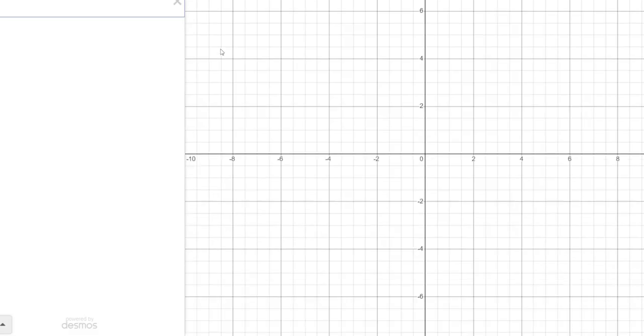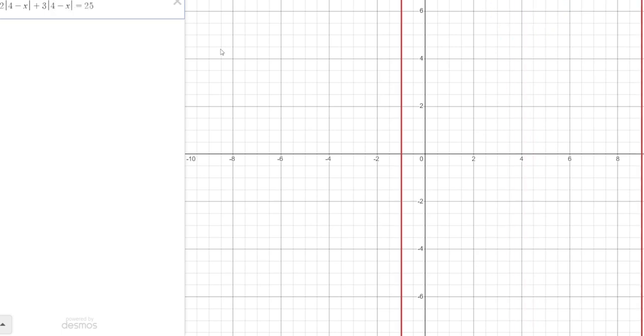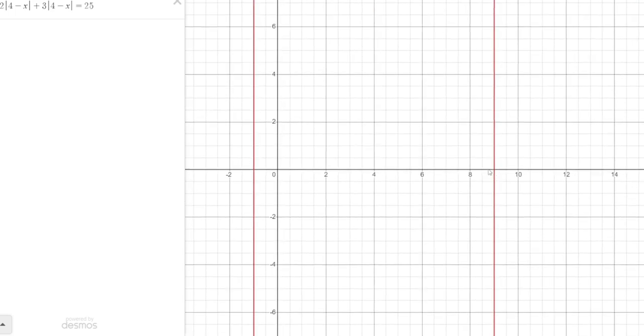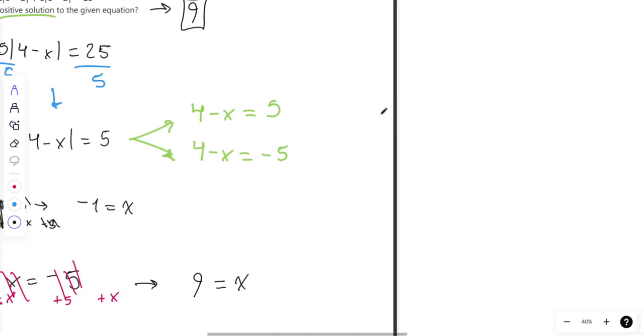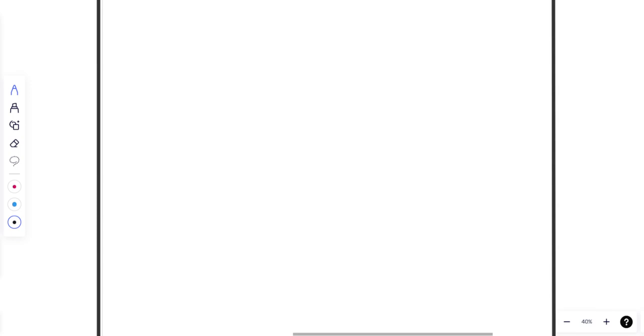Alternatively, you can use Desmos. You do like 2 absolute value 4 minus x plus 3 absolute value 4 minus x equals 25. And you see it looks like x equals 9 is where that one solution occurs. Because you can use Desmos on the test, so it just becomes way quicker.